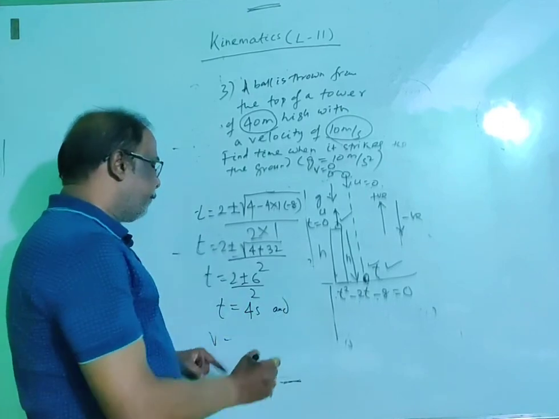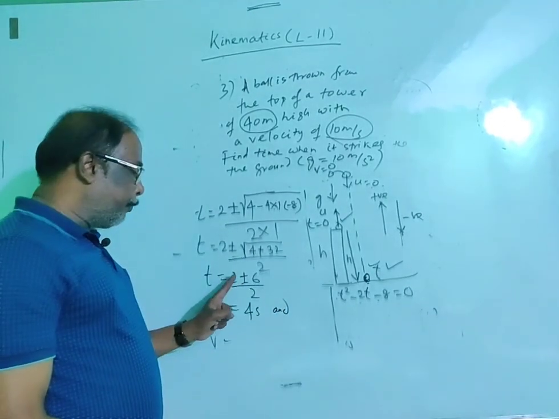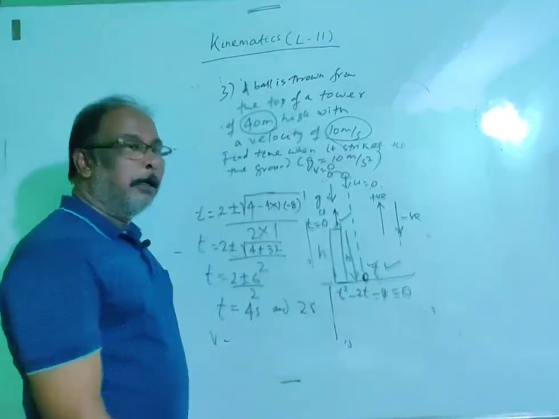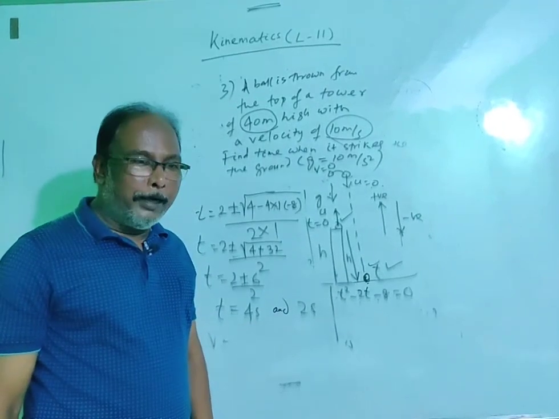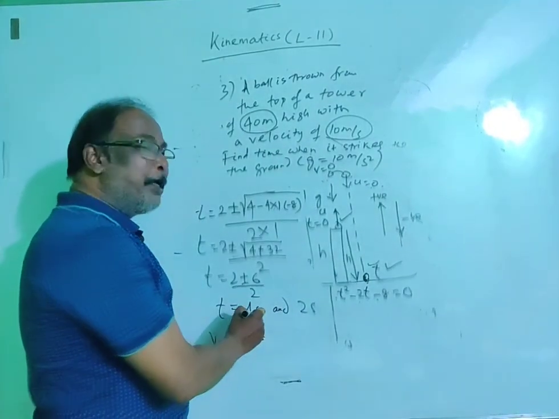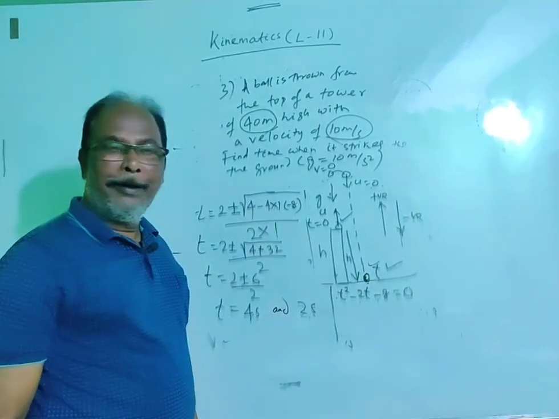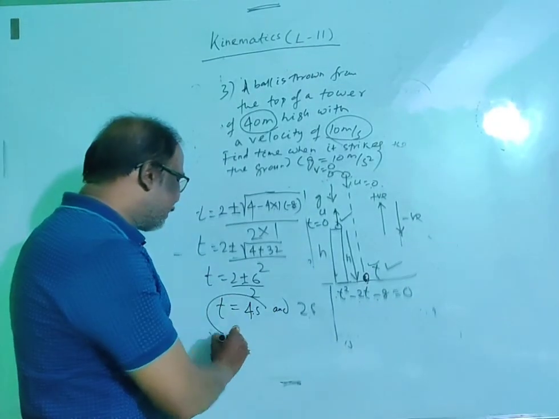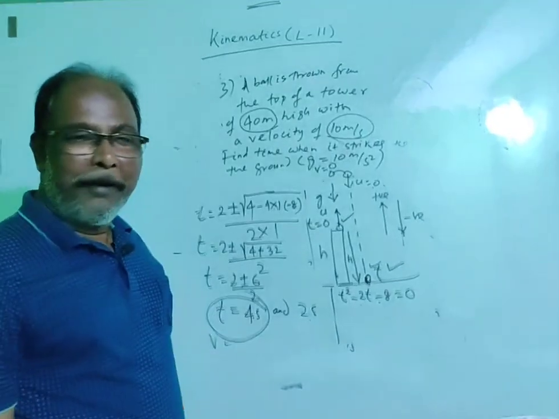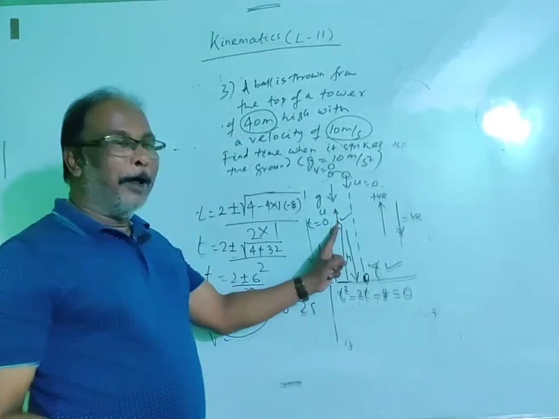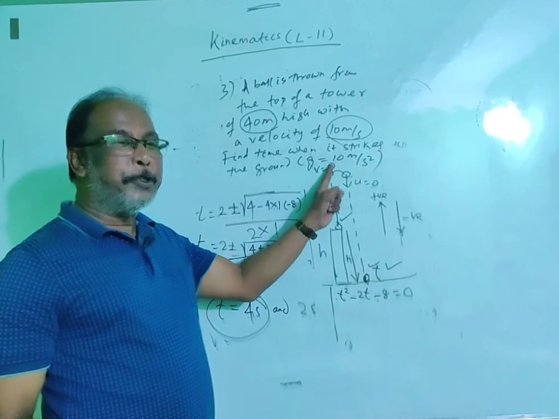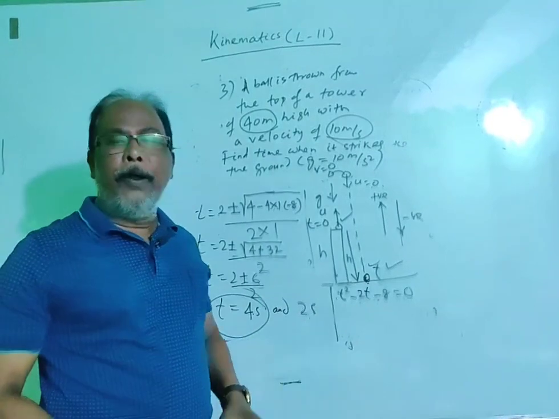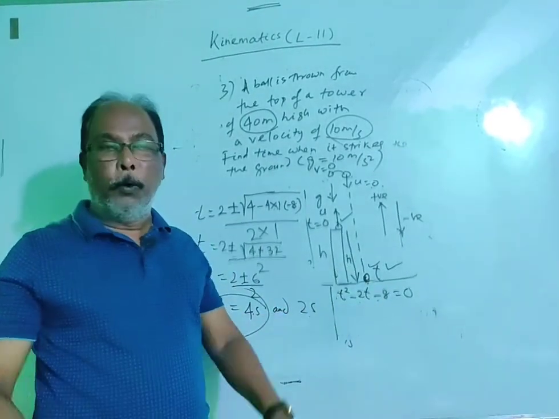And for the other answer, if you take it negative, 2 minus 6 is minus 4, divided by 2 is minus 2, and you take 2 seconds, because time can never be negative. So time is 4 seconds and time is 2 seconds. Then what is the correct answer? 4 seconds. 4 seconds is the correct answer. You are right. We have taken the ball from the top of the tower to a certain highest position, then it comes back. We have got two answers for time, and we will select the one which is more.